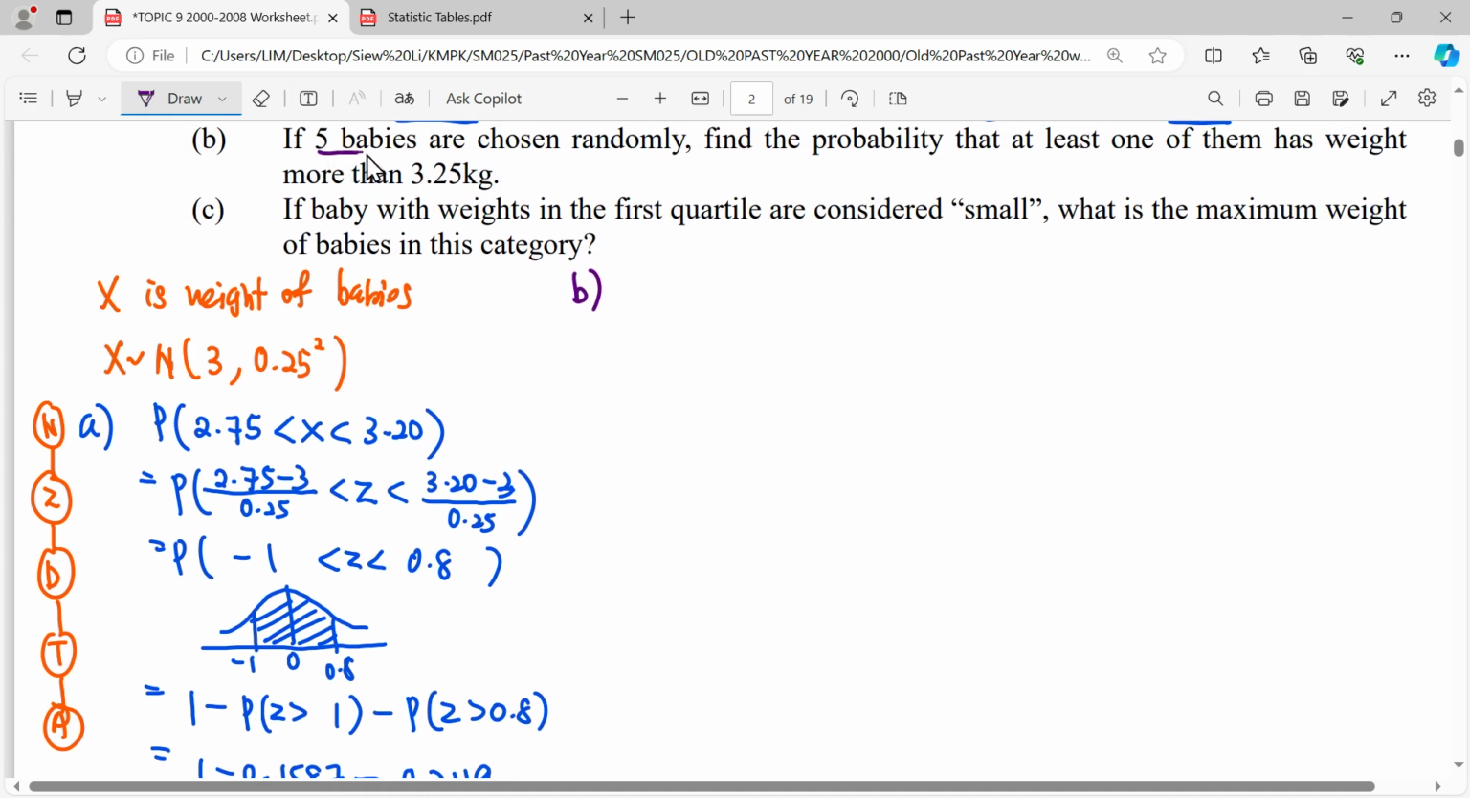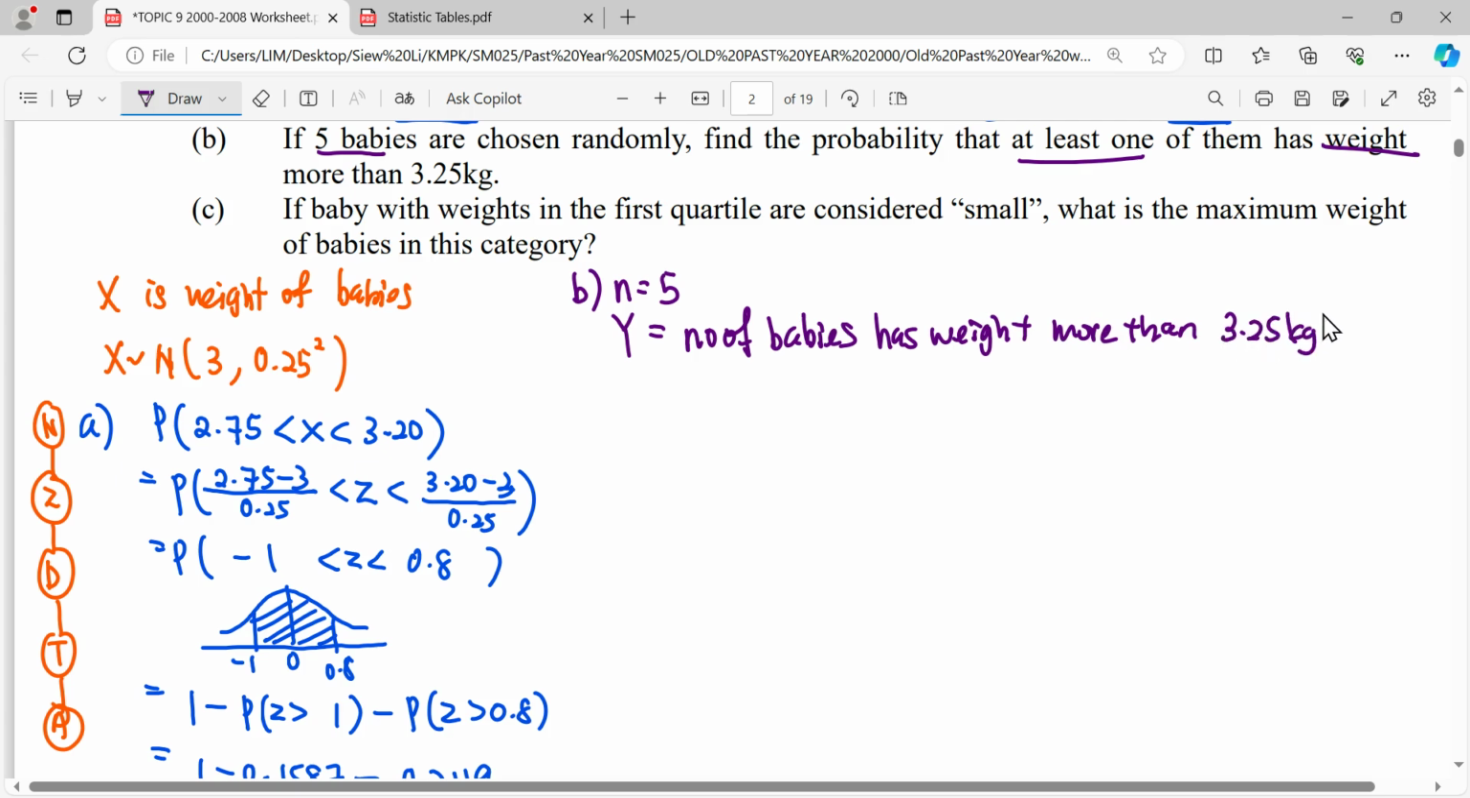B says 5 babies. So now you come to sampling. You have 5 babies chosen randomly. Find the probability that at least one of them. So you are choosing your baby, it's not changing the weight already. So your distribution denoted here is different. So we start with Y being the number of babies that have weight more than 3.25 kg. So what we need here is a binomial distribution, sample of 5, with probability of the weight being more than 3.25 kg.